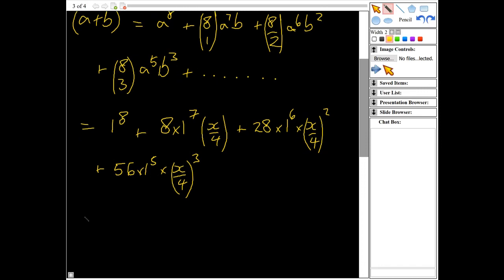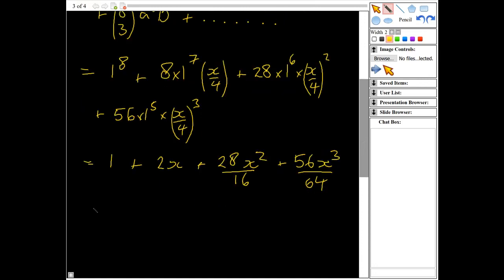So I would then say 1 to the power of 8 is obviously 1, and then 8 times 1 to the power of 7 would just be 8, times x over 4. So 8x over 4 would simplify to be 2x. Then I'm going to have plus 28, and then that's going to be x squared over 16, which I'll simplify down in a second. And then I'm going to have 56 x cubed, and that is going to be over 4 cubed, which is 64. So then I just need to simplify it down a little bit more.